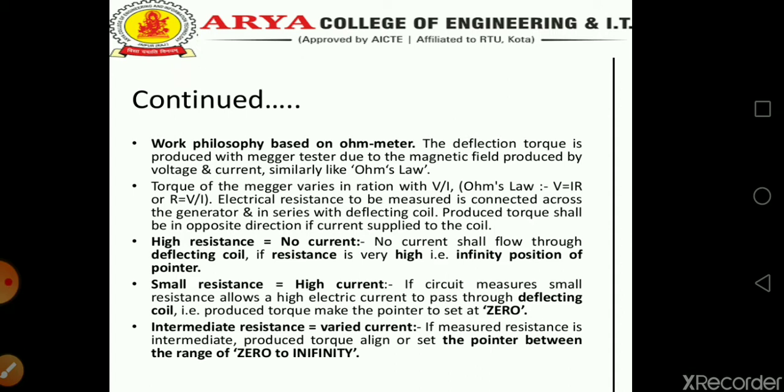High resistance means no current flows through the deflecting coil. If the resistance is very high, the pointer goes to the infinity position. Small resistance means high current. If the circuit measures small resistance, it allows a high electric current to pass through the deflecting coil, which, for example, produces torque that makes the pointer set to 0.